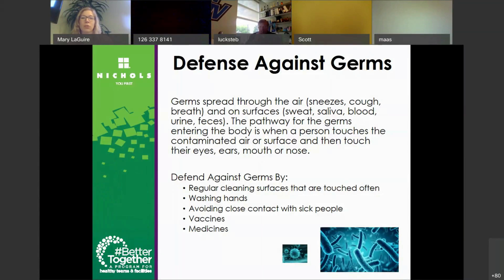And the pathway for the germs entering the body is when a person touches a contaminated surface, or comes in contact with that contaminated air or surface, and then touches their eyes, ears, mouth, or nose. And that's the pathway for those germs entering the body. So our best defense is regularly cleaning surfaces that are touched often, washing our hands regularly, avoiding close contact with sick people, vaccines, and medicines. So just in general, these are some great ways to defend against some of these germs.